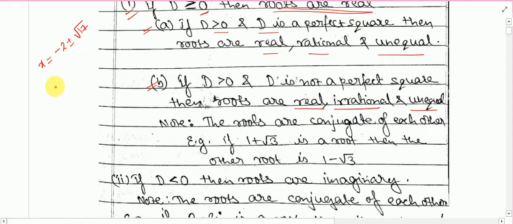Here one root will be minus 2 plus root 17 and the other root will be minus 2 minus root 17. So these are conjugate of each other, because here this is plus and this is minus. That's why they are conjugate.